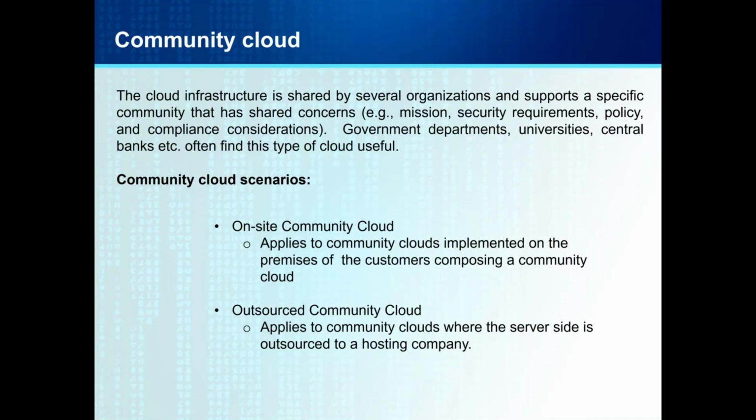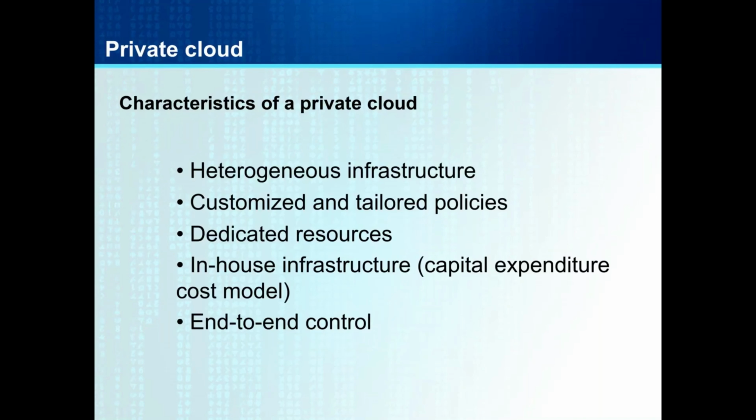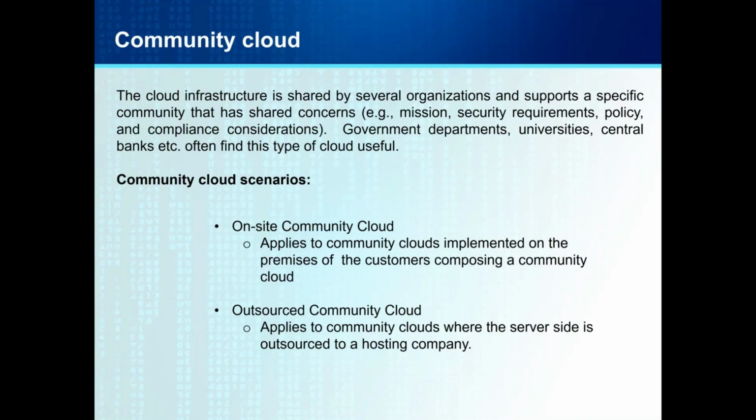Such type of deployment where a collection of private clouds come together to form a community is called community cloud. It's one step more than a private cloud. Properties, same. Different requirements, customized tailored policies, dedicated resources, end-to-end control. Osmania will have its own end-to-end control on their cloud. Kakatiya University will have its own control on their own cloud, right? All these clouds will be connected to a master cloud called the community cloud, right?